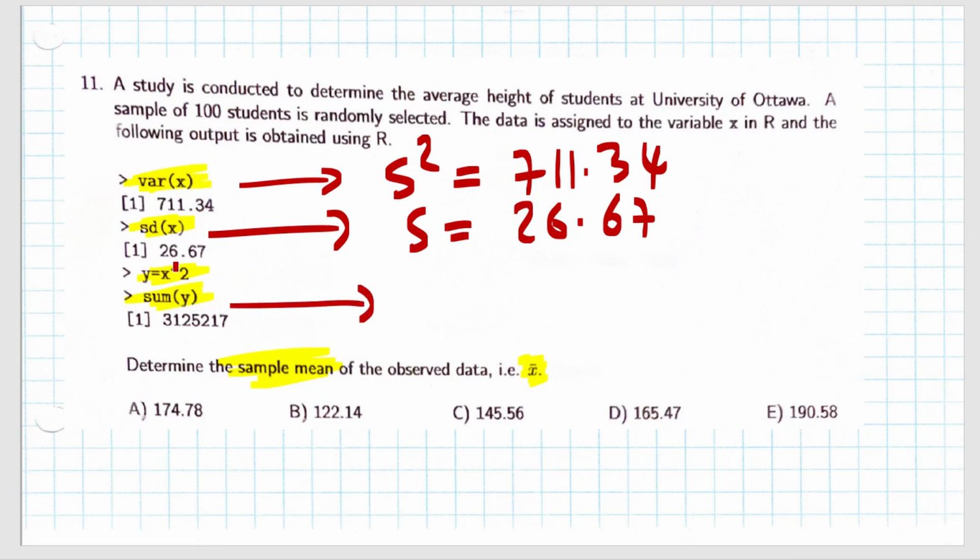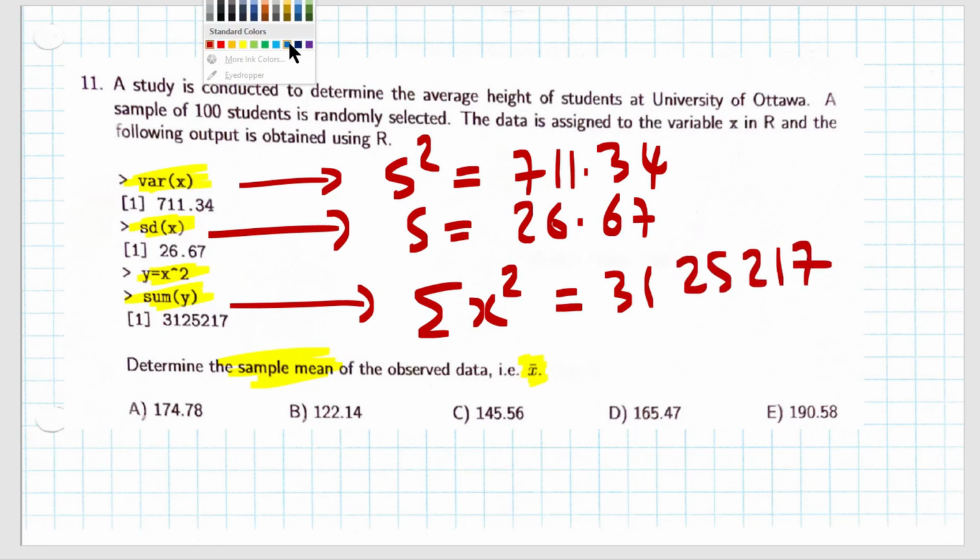And then they give you the sum of Y, but Y is X squared. The sum of the values of X squared, which is 3,125,217. They're asking you to find X bar. Now, the formula for X bar is supposed to be simple. You add all the numbers, you divide by the sample size. Oh, the sample is 100. That's good.